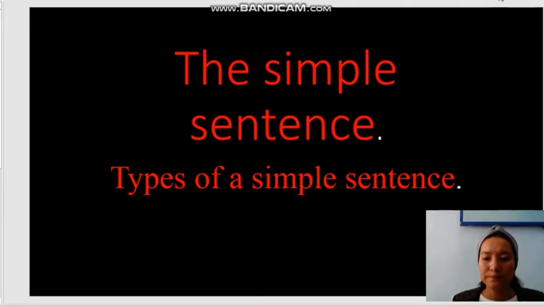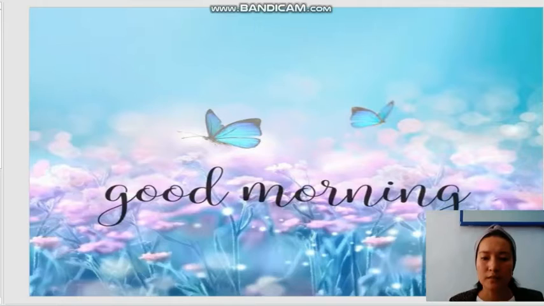Dear students, let's start our lesson. Today we're going to talk about the simple sentence. Types of a simple sentence. Simple sentences.